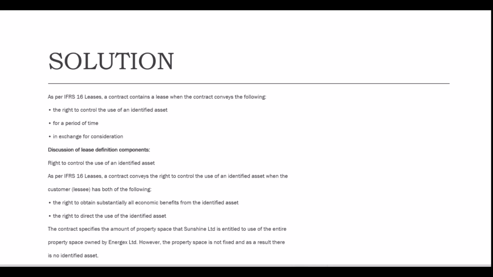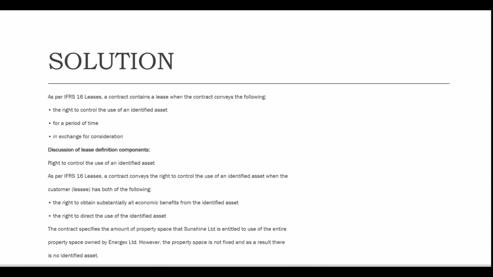So, right to control the use of an identified asset. As per FAC16 lease, a contract conveys the right to control the use of an identified asset when the customer or the lessee has both of the following: the right to obtain substantial economic benefit and the right to direct the use of the identified asset. The contract specifies the amount of property space Sunshine Limited is entitled to use. However, the property space is not fixed, and as a result, there is no identified asset.